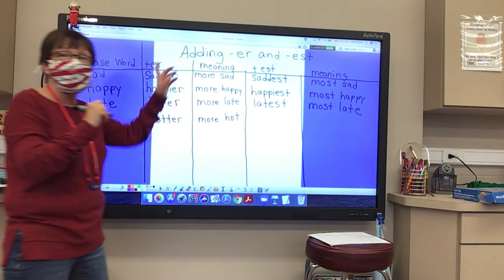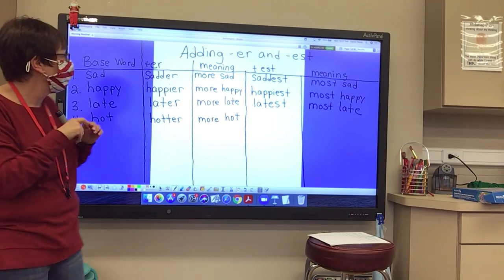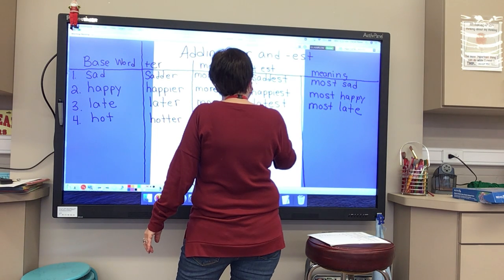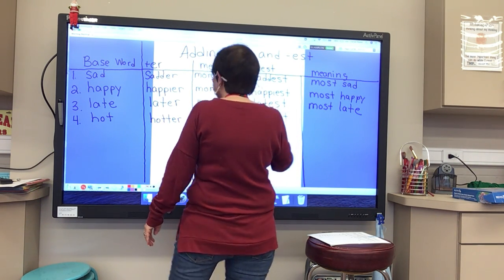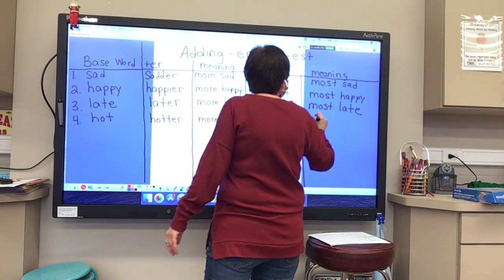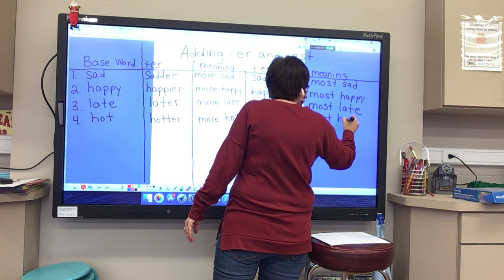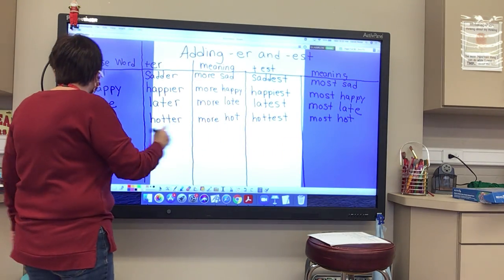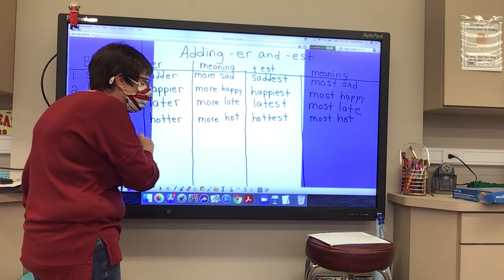Okay, now we want to add EST to our base word. Elisa, what word is that going to be? Hottest. How do we spell hottest? Very good. And what does hottest mean? Most hot. Excellent. We're doing excellent.